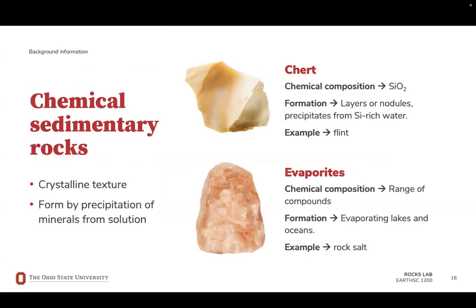Chemical sedimentary rocks form by the precipitation of minerals from solution and often have a crystalline texture. Two common types of sedimentary rocks include chert, which forms in layers or nodules and precipitates from silicon-rich water. An example of chert is Ohio State gemstone flint. Evaporites, which form when salty lakes or seawater evaporates. An example of an evaporite would be rock salt.